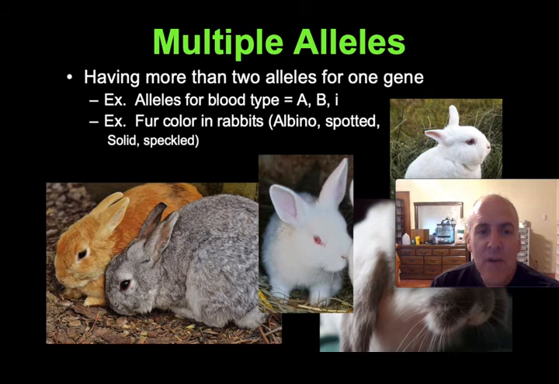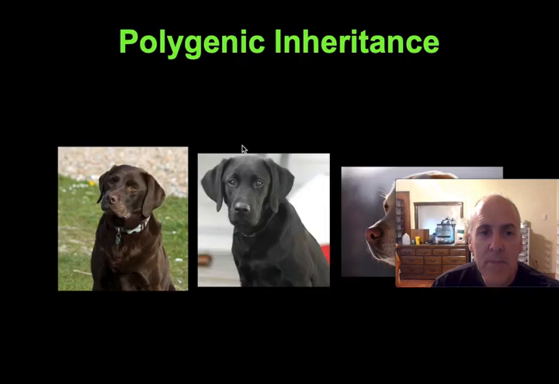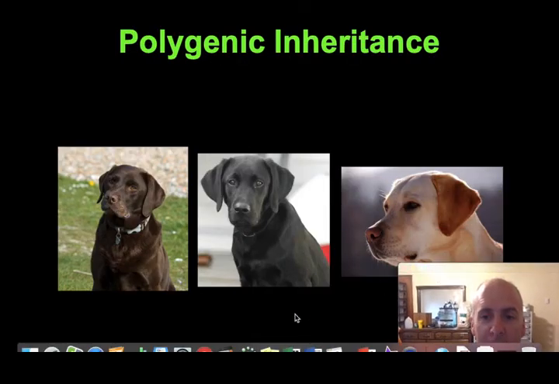Okay. So other possibilities with multiple alleles and then blood type. We talked about blood type already. You have A, B, and I. Fur color in rabbits. You'd have an albino, spotted, solid, speckled, all covered by different genes. Here's dogs.